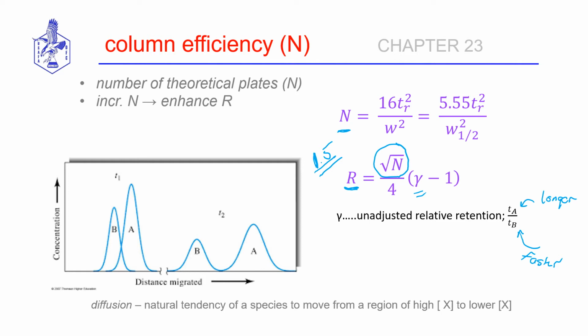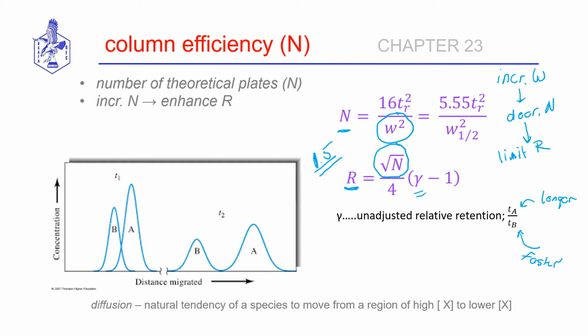So we want to maximize the number of theoretical plates. So in the equation of the theoretical plates, though, notice that the width of the peak is in the denominator. So if we increase the width of the peak, if we have broad peaks, that decreases the number of theoretical plates. If we decrease the number of theoretical plates, we limit our resolution.